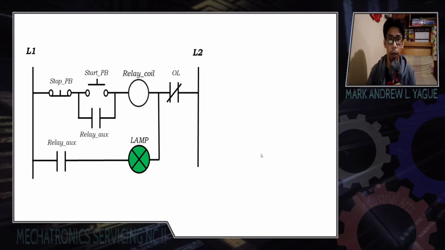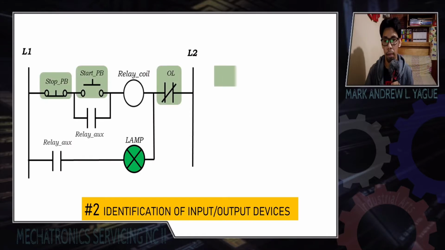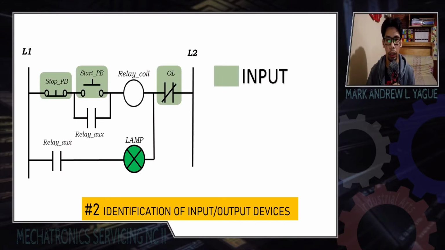Pangalawa, we need to identify the input and output devices na present dun sa ladder diagram natin. Bakit natin kailangan malaman yung mga yan? For us to know kung ano yung mga devices na kailangan natin install once na nagkaroon na tayo ng wiring installation jobs. First, we have the input. So, yung mga input devices natin, examples niyan are push buttons, toggle switches.